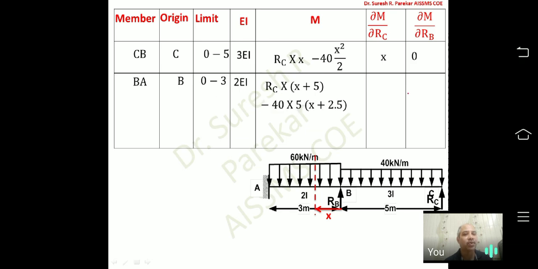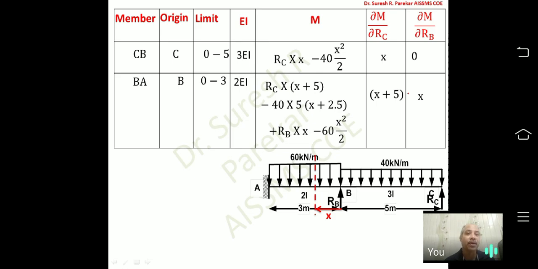So minus 40 into 5 will be the total load, and moment we have to take at X. So we have X plus 2.5, because the total load will act at the center of the 5 meter, that is 2.5 meter. And then due to RB we have plus RB into X, as anticlockwise is plus. So moment due to RB and RC we have plus. And then due to 60, that is minus 60x square by 2. If we take ∂M/∂RC, we have X plus 5, because we have RC into X plus 5, and if we take ∂M/∂RB, we have X.